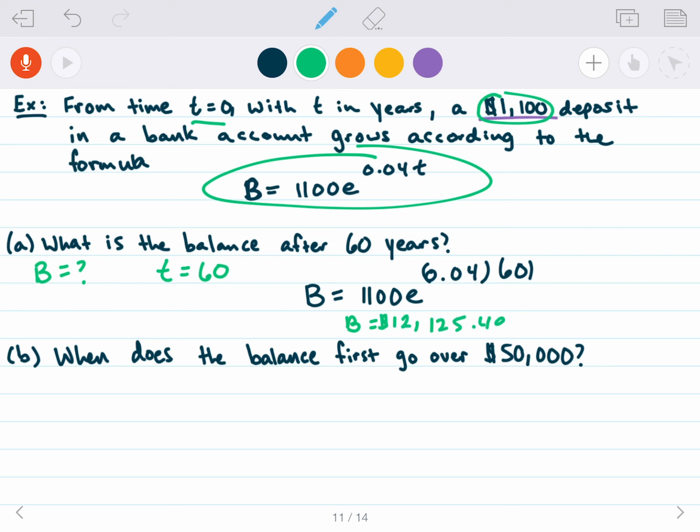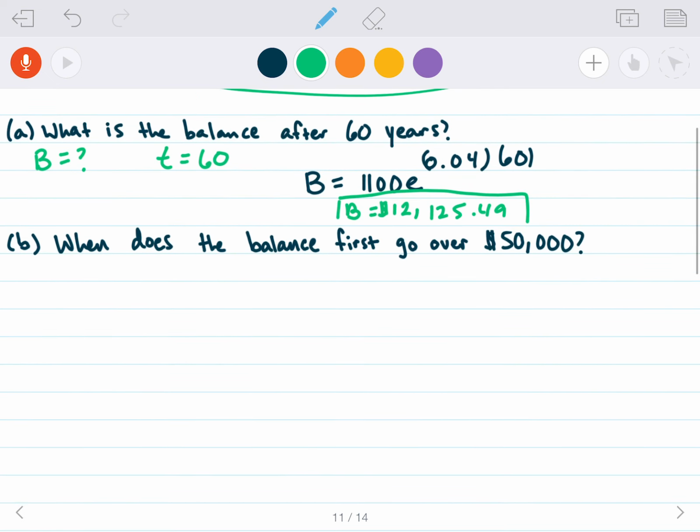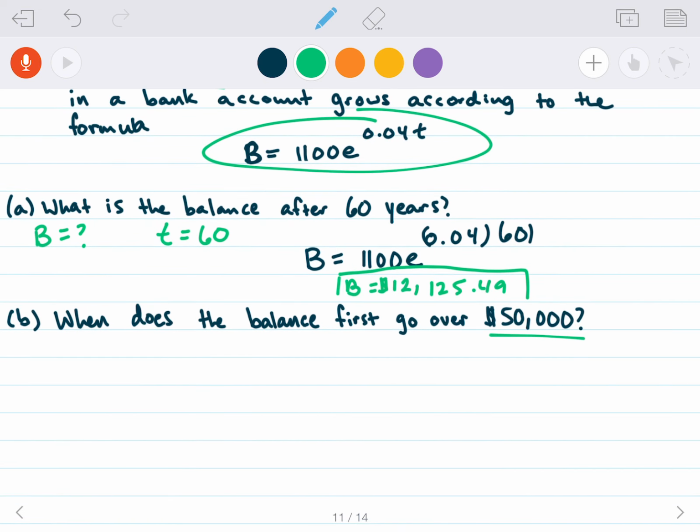Okay, so that's how we do that. All right, let's look at part B here. When does the balance first go over 50,000? Okay, so what variables am I given here, and what am I looking for? Well, when they're asking when, that's a key indicator that you're looking for time. What is the time when the balance is 50,000? That's what we're interested in.